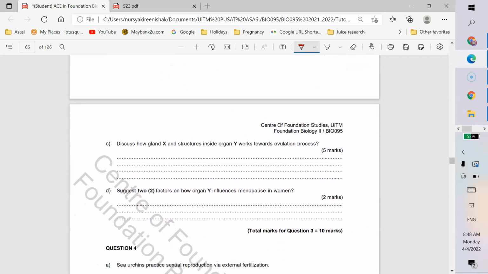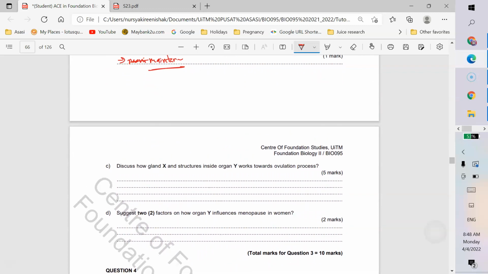Next is Sarah Sabrina. C. Discuss how gland X and structures inside organ Y works towards ovulation process. Okay, sekejap. Kita pause. Pause sekejap. Kita terus label kat sini tadi. X adalah supaya kita ubah. Okay. Y adalah apa tadi? Ovary. Okay. Proceed please.